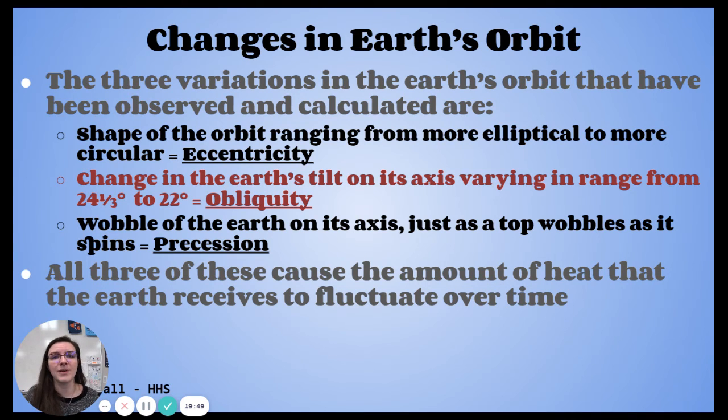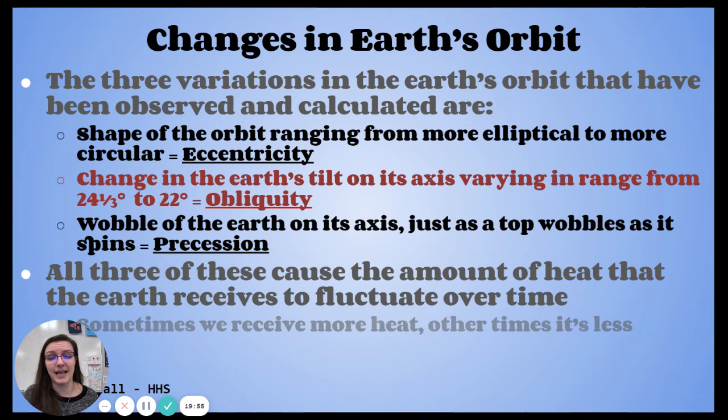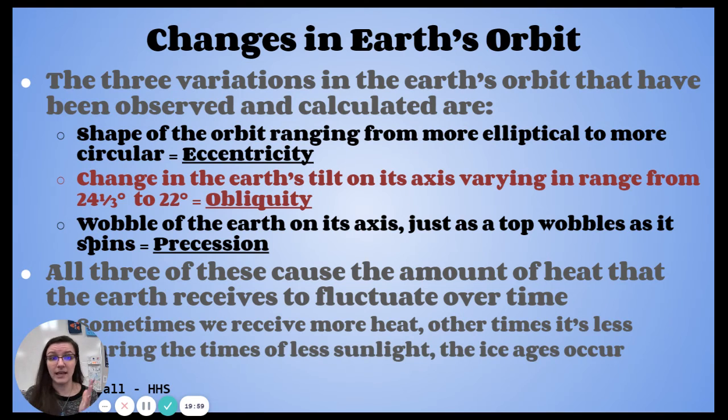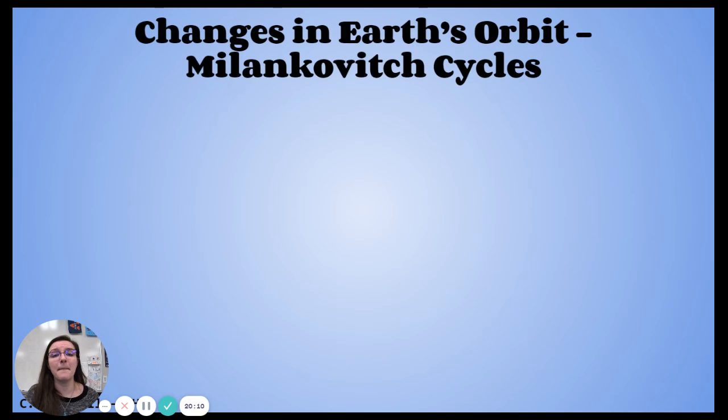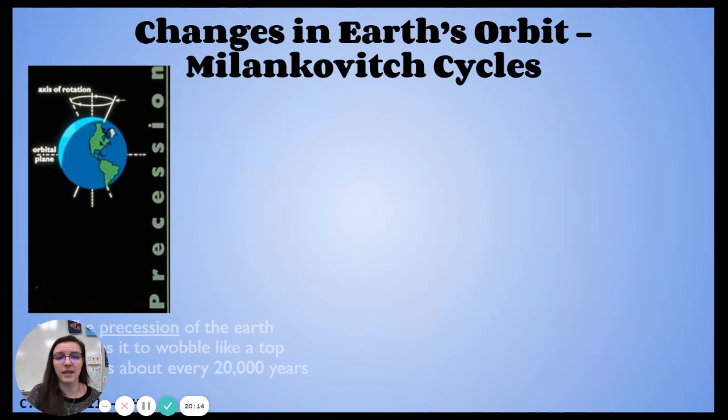All of these things are things that we can measure and observe, and they all affect how much heat and how much sunlight the Earth gets at a time. Sometimes we get more heat, other times it's less. And these conditions can all kind of stack on each other. So if we're not getting a whole lot of sunlight, that's when you're likely going to get an ice age. We call these Milankovitch cycles after the guy who kind of pieced this all together.